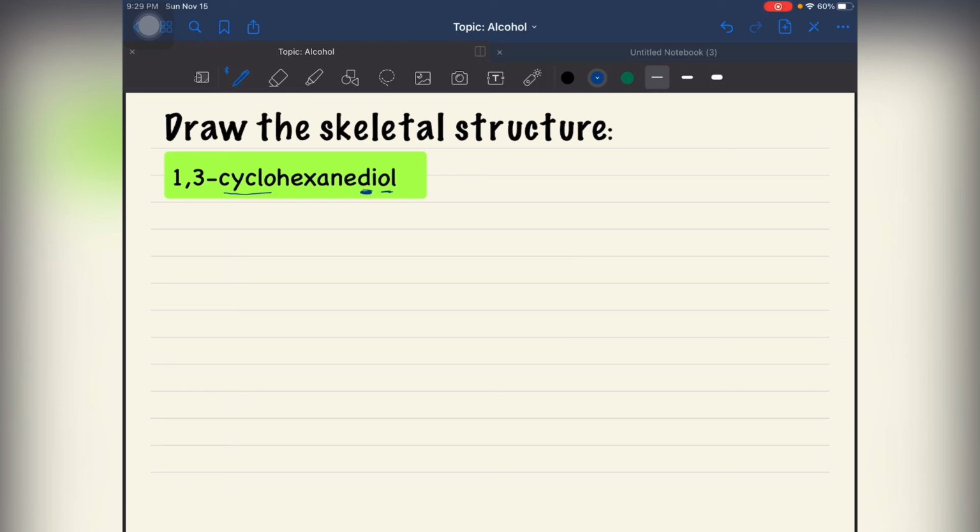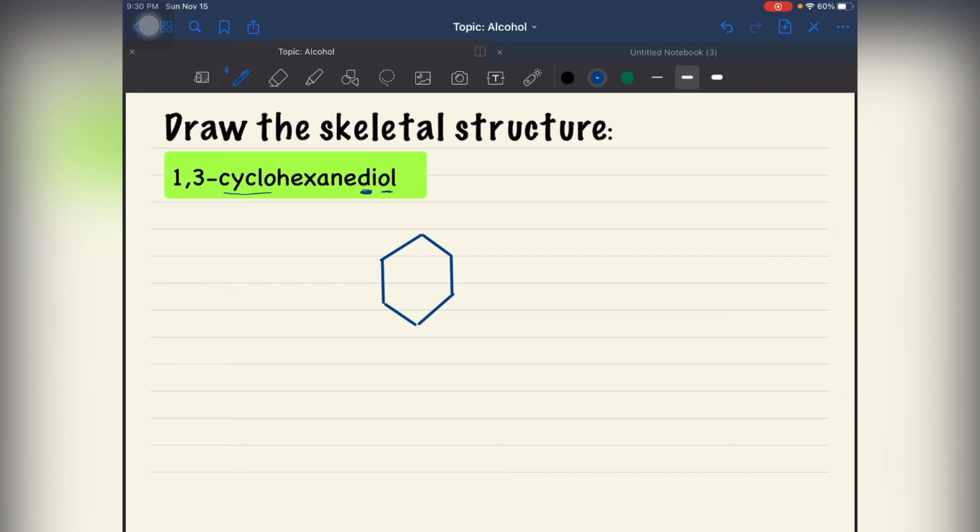So, ngayon, we have here hexane diol. When we say hexane, we have here 6 carbon atoms. So, let's draw 6 carbon atoms na closed figure.